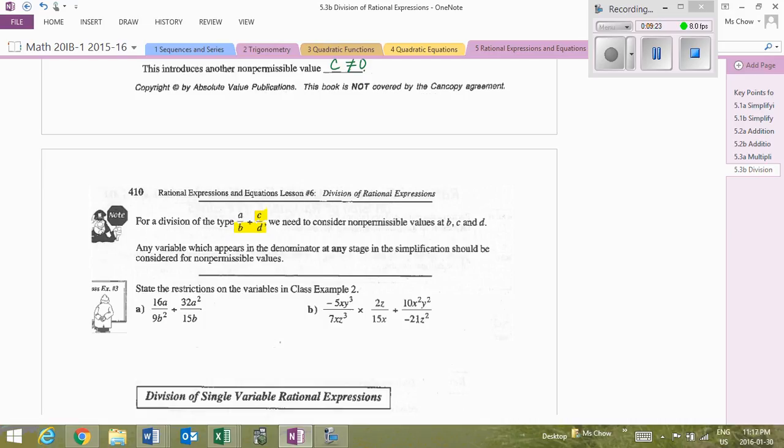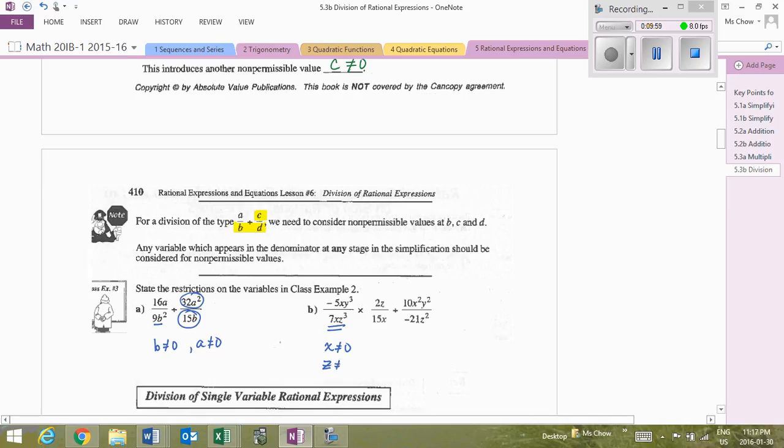Okay, so if you look at class example number 3, it's the same numbers, same questions that they used for class example number 2. So they're just asking you for restrictions. So looking at this, we know that b cannot equal 0. When I look at this, I know that a cannot equal 0. And here, again, b cannot equal 0. We've already got that. In this particular case, we're looking at this denominator. So x cannot equal 0.